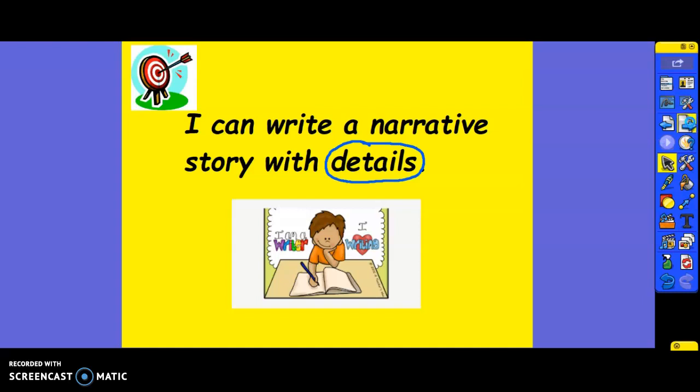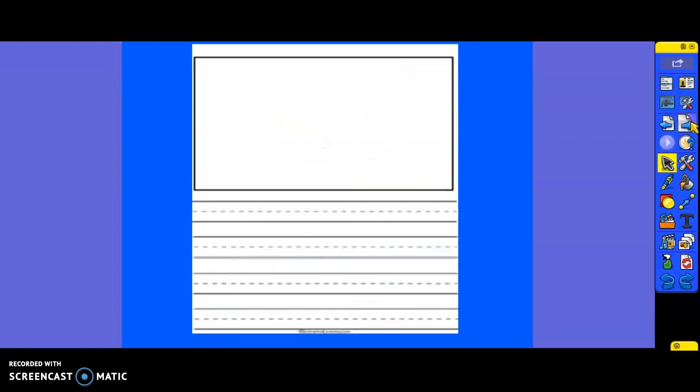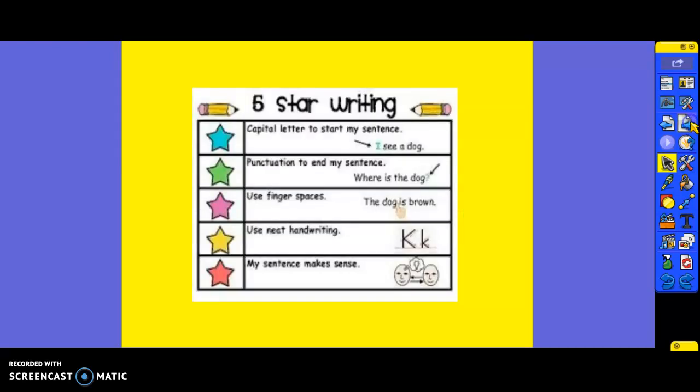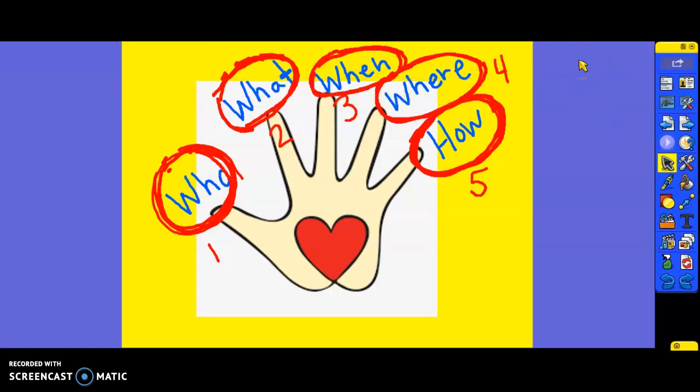Before Ms. Nakhan reads you my narrative story, I'm going to show you something that's going to help us today include all of our important details. We're going to use our hand today. Yes, do you see this hand up here? All right. This hand has some important words that we're going to remember while we write today. Who, what, when, where, how.